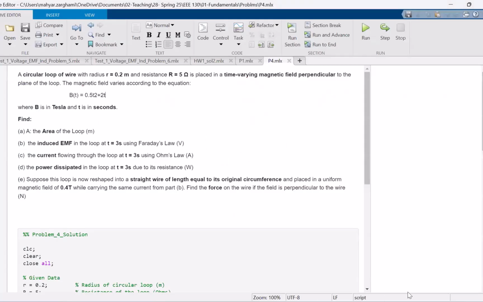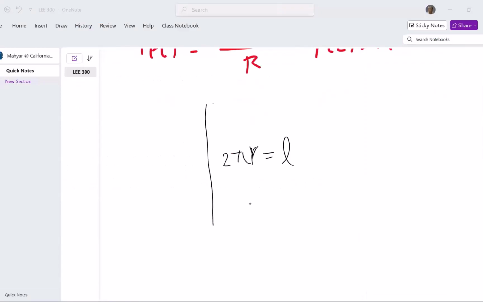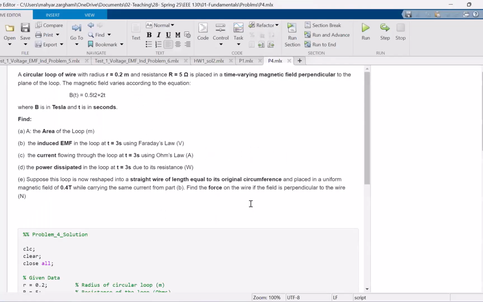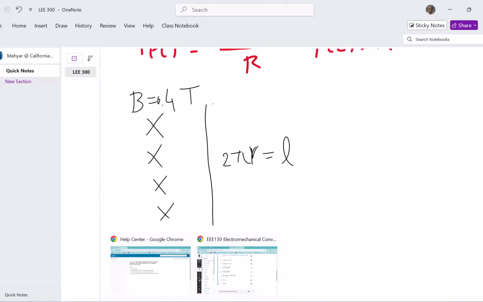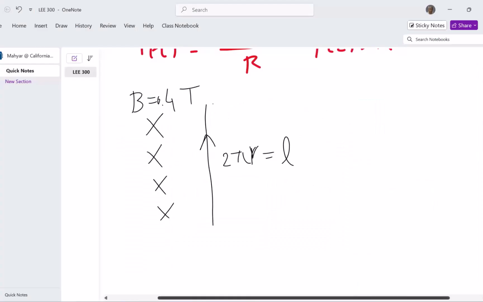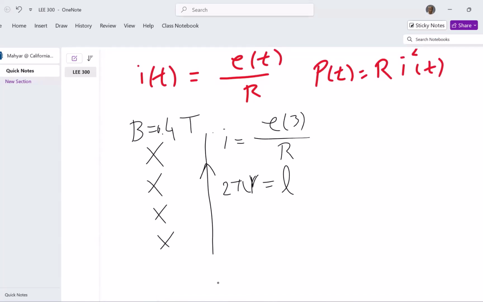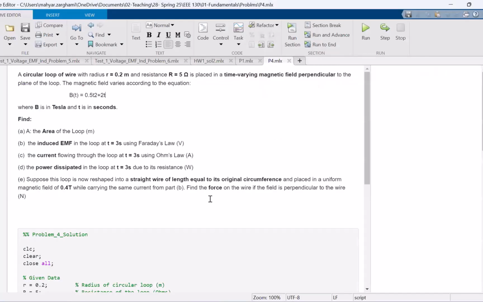And then we're putting it in a uniform magnetic field of 0.4 Tesla. So here the magnetic field is constant. It's equal to 0.4 Tesla. While carrying the same current from part B. So the current that we found from part B was E at time 3, so E of 3 over R. So make sure you find that current at t equal to 3 seconds. We want to find out the force.